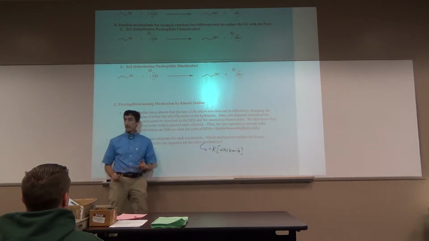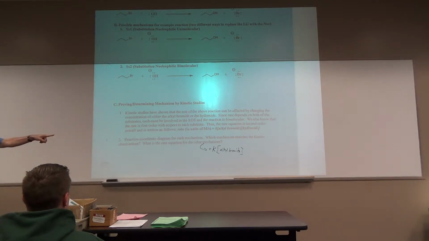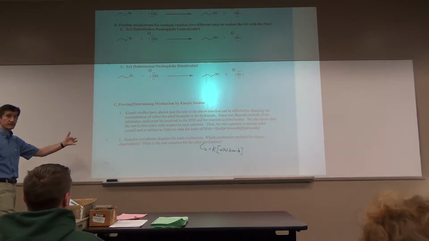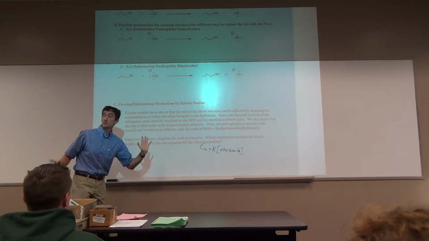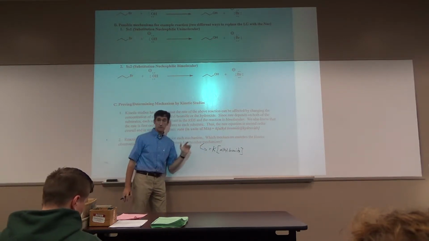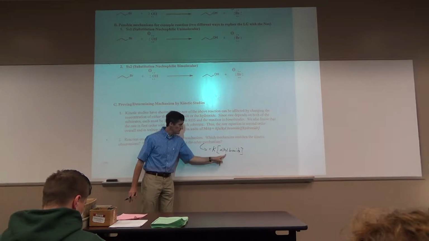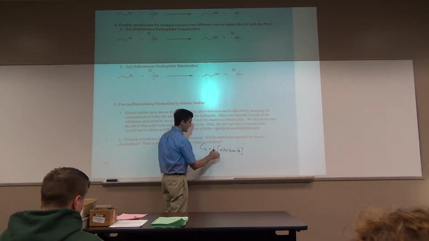You're only going to get a change in the rate if you change that, because that's the only thing involved in the rate determining step. Like I said earlier, you could change the hydroxide in that SN1 all you want, but that isn't going to affect the rate. It's not in the rate equation. This is the concentration of alkyl bromide. What is k really? What is all involved with k?